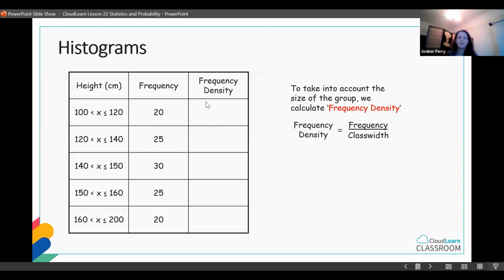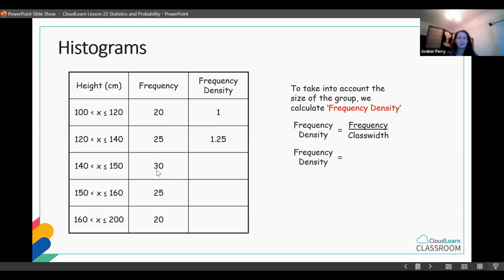So to calculate the frequency density of the first group, we're going to take the frequency, that's 20, and divide it by the class width. So that's the gap from 100 to 120, which is 20. So our frequency density for our first one is 20 divided by 20, which is 1. So that first gap is 1 there. Frequency density for the next one is going to be 25 divided by this group, which is 20 as well. 140 minus 120 is 20. So that's 1.25.